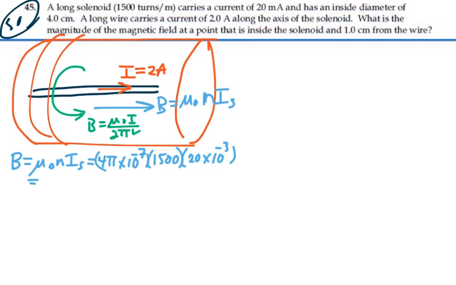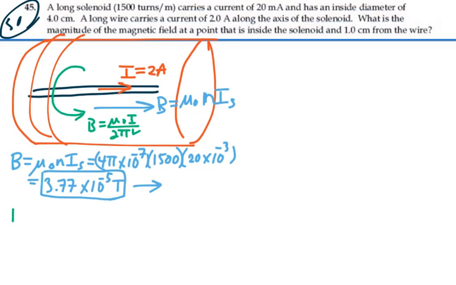So that is equal to 3.77 times 10 to the minus 5 Tesla directed to the right like that.